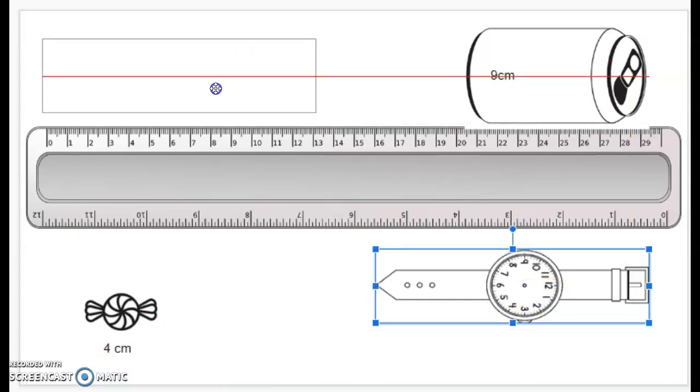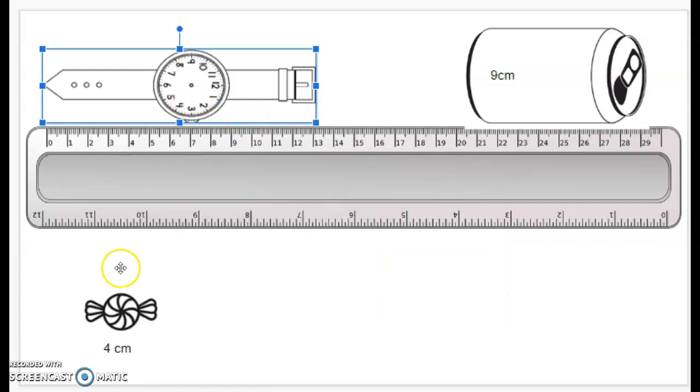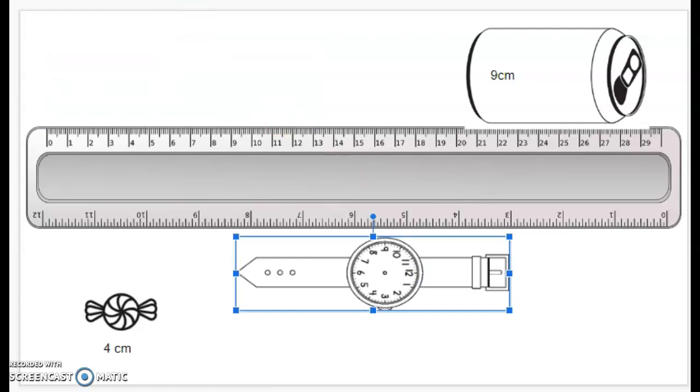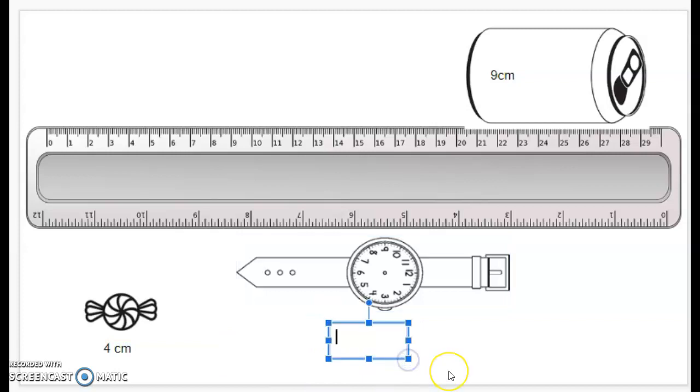And then the watch here. Same thing, I'm going to put it at the 0. And it goes to, so it starts at the 0, and it goes all the way to 13 centimeters. So this watch is 13 centimeters long. So I label that 13 centimeters.